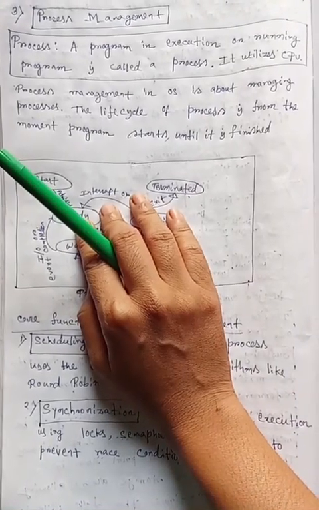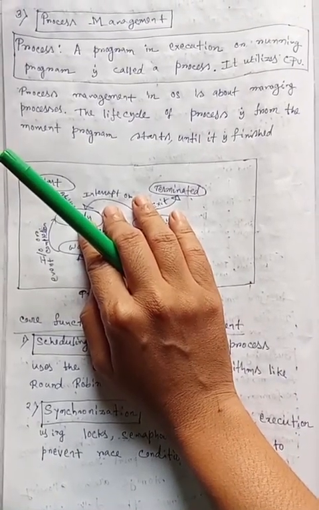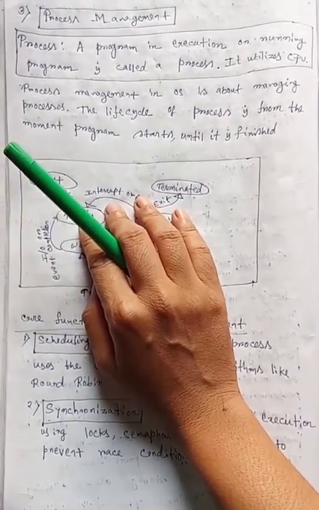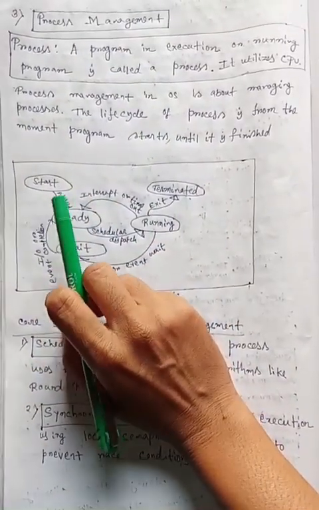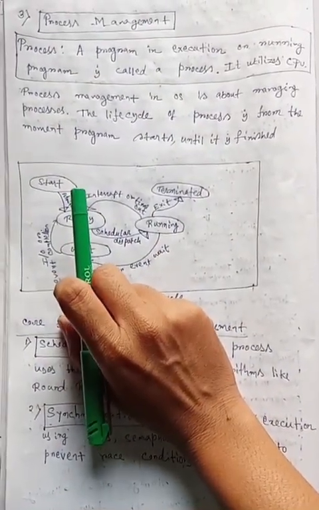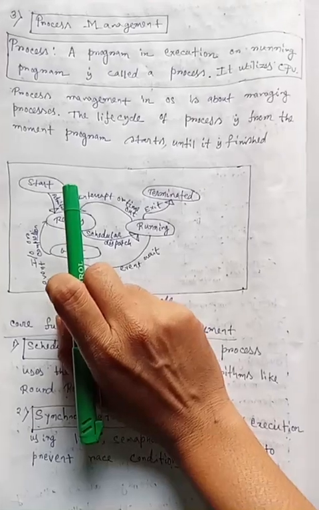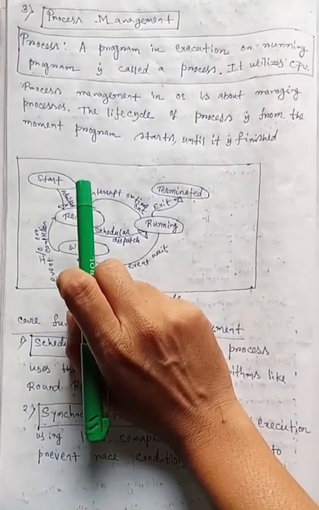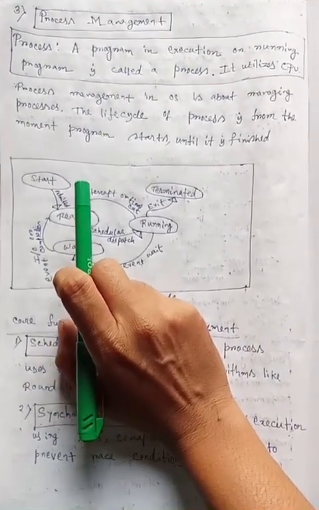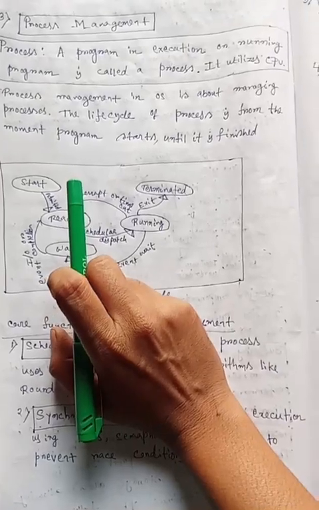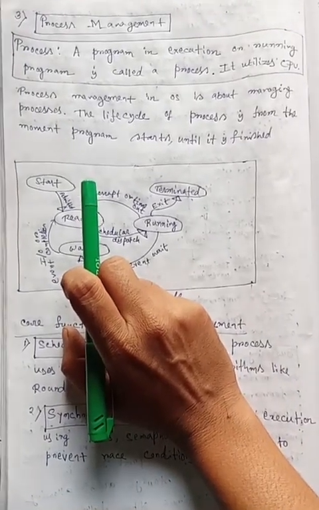Hello dear students, our today's topic is process management. So first of all, what is a process? A program in execution is known as a process, or we can say a running program is called a process. A process is when the program starts utilizing the central processing unit.